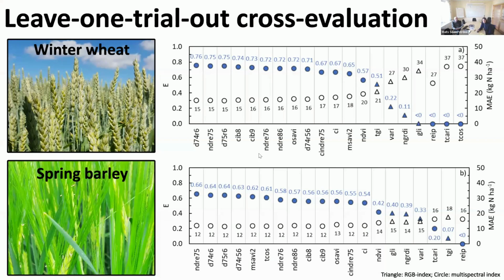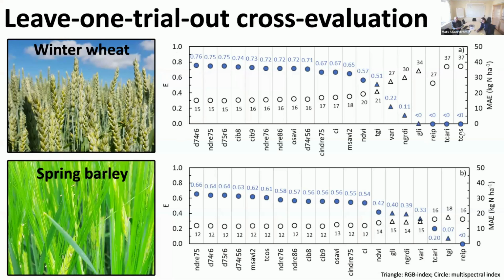So what do we see here? This is some evaluation statistics for winter wheat and for malting barley. We see a value called E, the Nash-Sutcliffe modeling efficiency. If it's 1, you have a perfect fit when comparing with the left out trials. If it's 0, it's just as good as the mean of the observed data. So you want a high value for this, and you should look at the blue symbols for the E value. And the mean absolute error is the error in kilos of nitrogen per hectare. So a good model has a high blue symbol and a low white symbol.